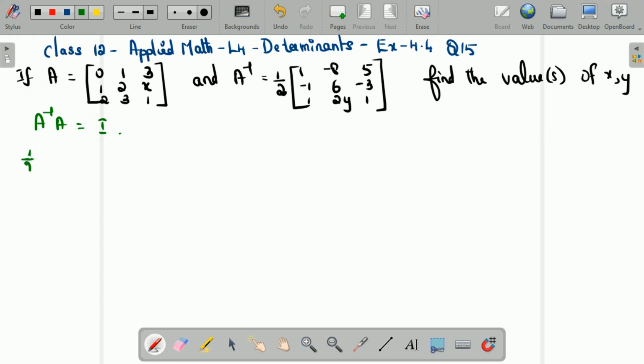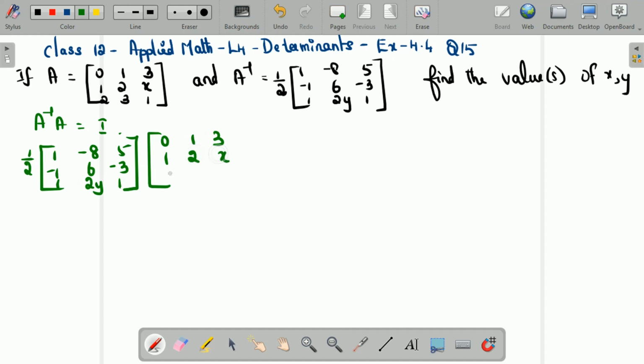So let's perform. Half into A inverse is 1, minus 8, 5, minus 1, 6, minus 3, 1, 2y, 1. This matrix is multiplied with the matrix 0, 1, 3, 1, 2x, 2, 3, 1, which is going to be equal to the identity matrix. So let's compute.